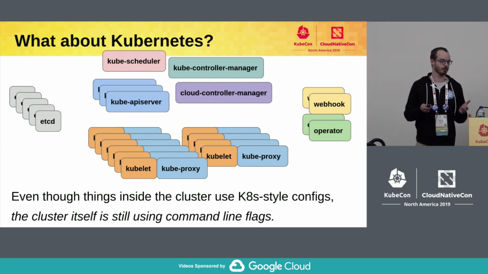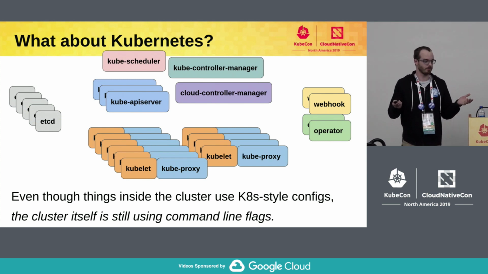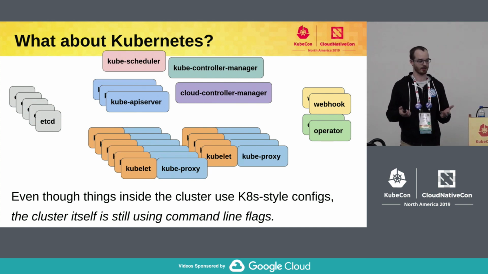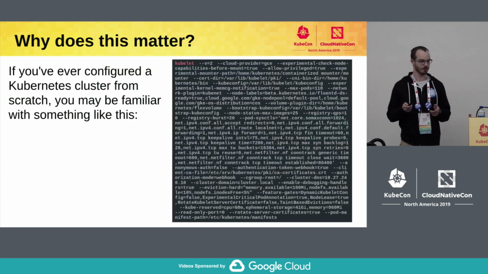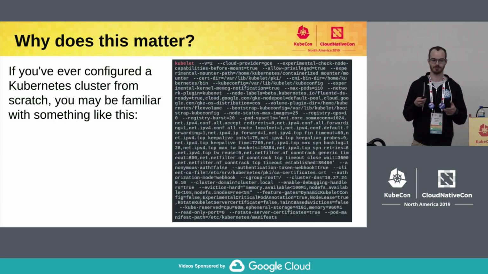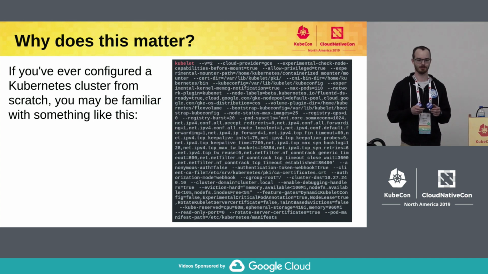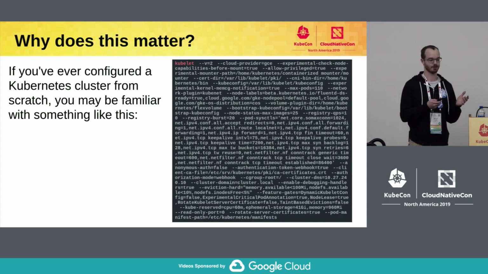Yeah, right. But what about Kubernetes? We've got all these components. A lot of things get a lot more complicated. Are flags still sufficient? Because today, even though all the things in your cluster are configured with these nice YAMLs, all of the components running the cluster itself are still configured with command line flags. So if you've ever configured a Kubernetes cluster from scratch, you've probably seen something like this, which is a little bit harder to work with. It's hard to read, it's hard to write.